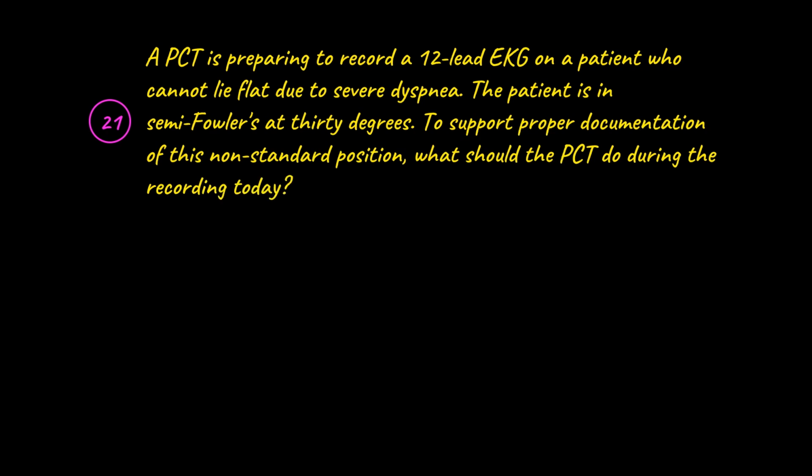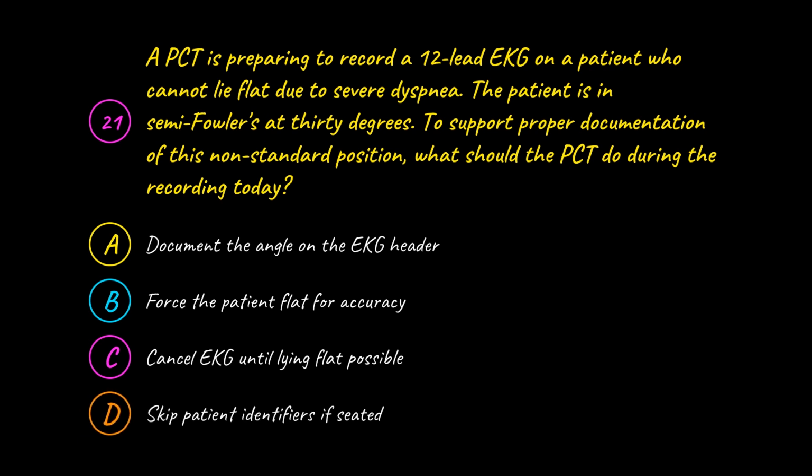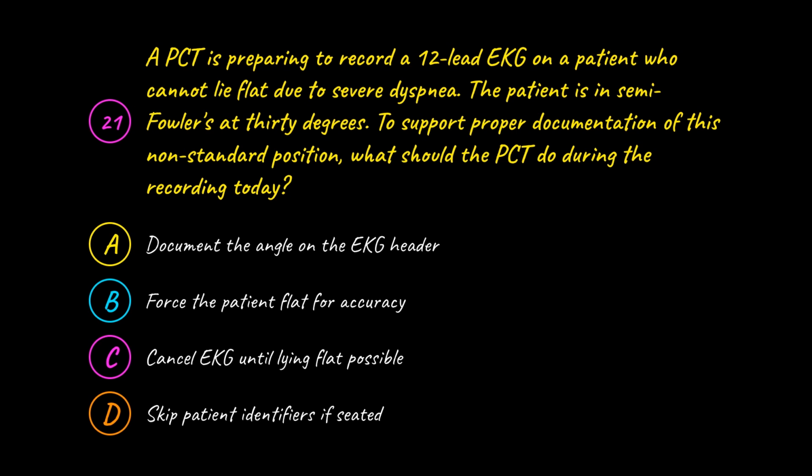Your options are A. Document the angle on the EKG header. B. Force the patient flat for accuracy. C. Cancel EKG until lying flat possible. D. Skip patient identifiers if seated. Pick one. Trust your gut. Here's your chance to test yourself.